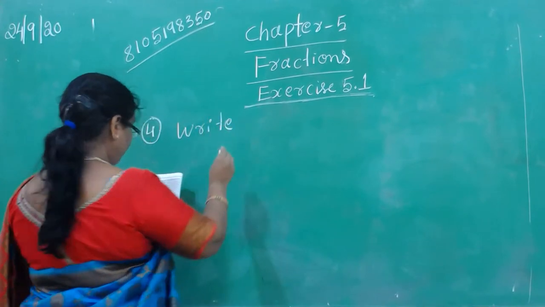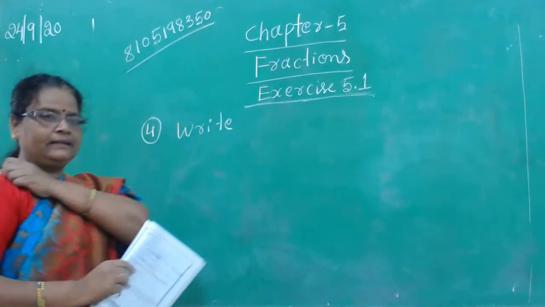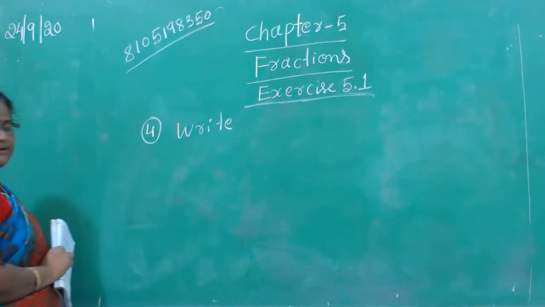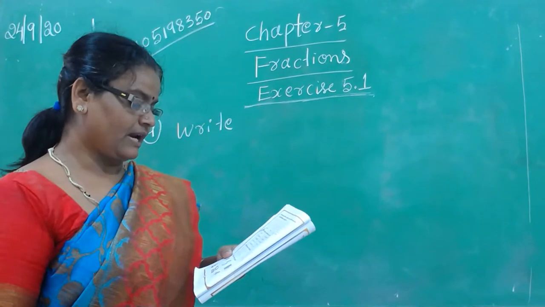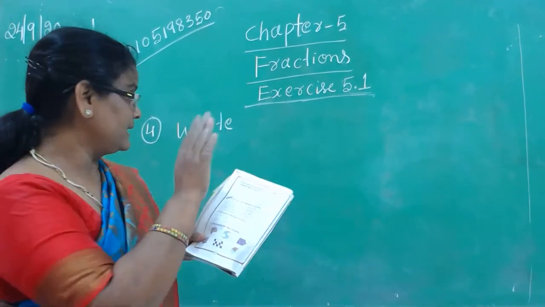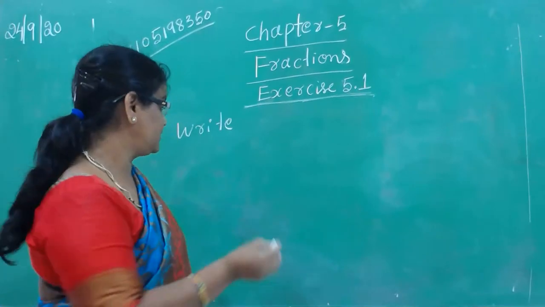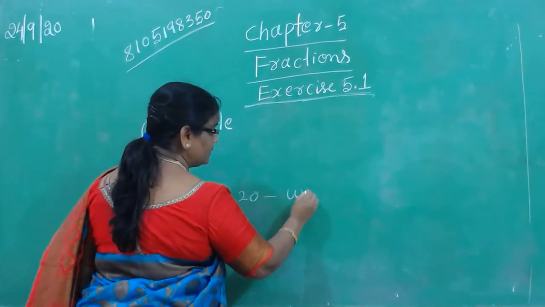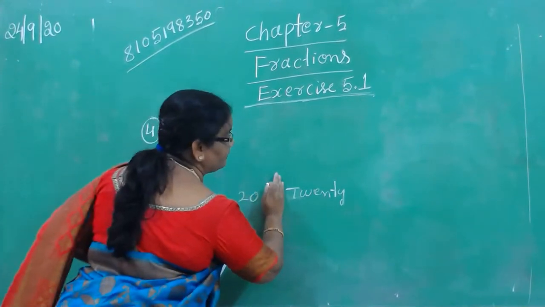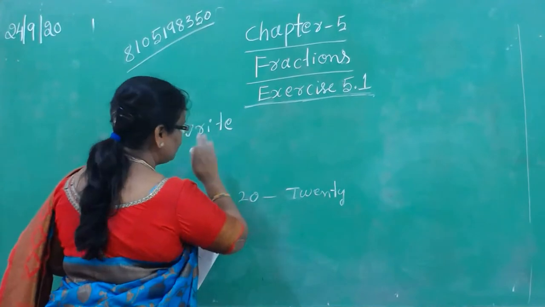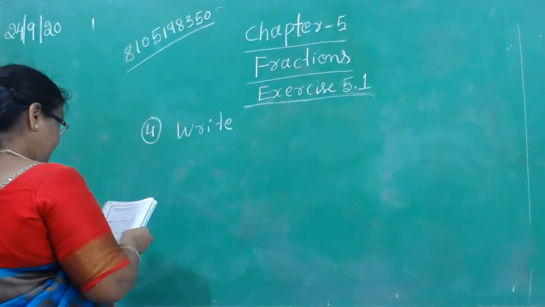Right. So in the first bit, it is given in words. We have to mention it in numbers. In the fourth bit, write each of the following in words. So the numbers refer to the third problem. Numbers in fractions are given, we have to write in words. Suppose 20. We have to write in words now. Spelling: T-W-E-N-T-Y. Previously, 20 was given, and we wrote the number 20. Now the number is given, we have to write the fraction in words.